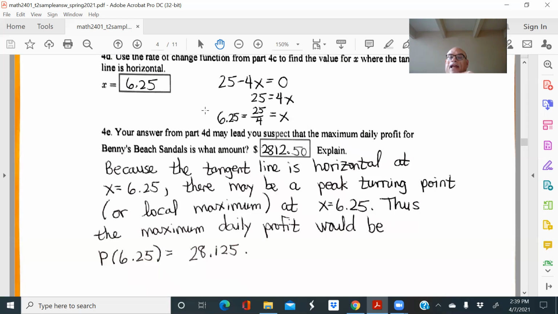6.25. And when you plug 6.25 into the profit function, you get 2812.50. Okay, so it looks like we have a maximum profit of $2,812.50, and that occurs when our sales are 6.25 or 625 pairs.